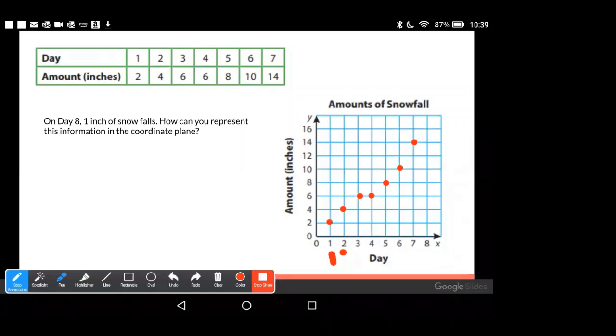Well, it just adds on to my chart. So I have day 8 and I have 1 inch. So in my graph, I would do 8 and then I need to go up to 1. Well, I don't have a 1 on my graph, but where is 1?